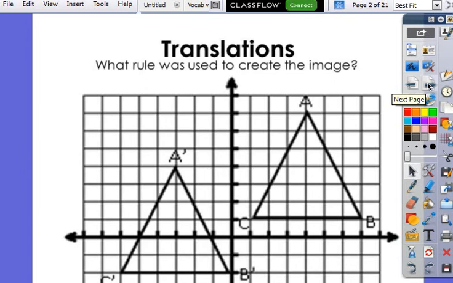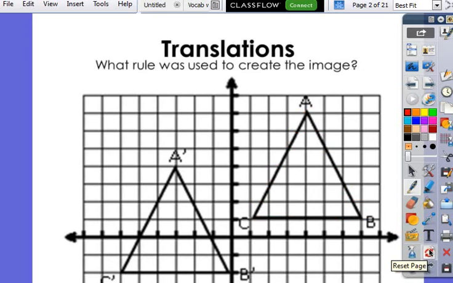All right, looking at these two figures, which one is the original or the pre-image, and which one is the image? The one on the right, this one here, is my pre-image. How do I know that? Because it has the A, but it doesn't have the prime. Now you don't need to copy this part down, just understand it.